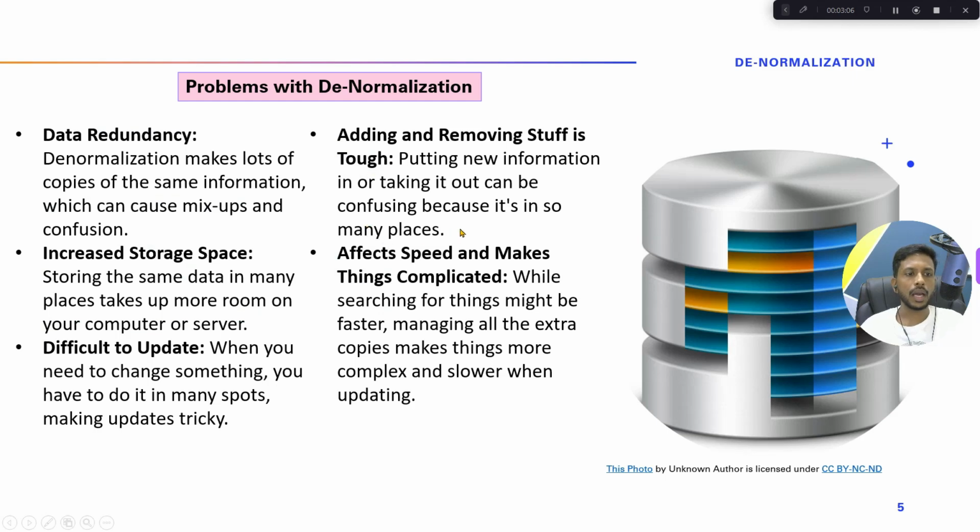Adding and removing things is tough too. Putting new information in or taking it out can be confusing because it's in so many places. It affects speed and makes things complicated. Searching for things might be faster because everything is in one single place, but managing all the extra copies makes things more complex and slower when updating.